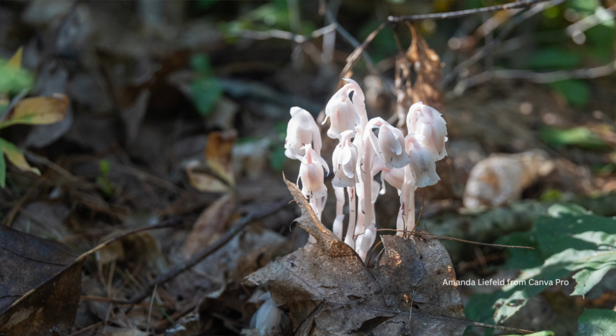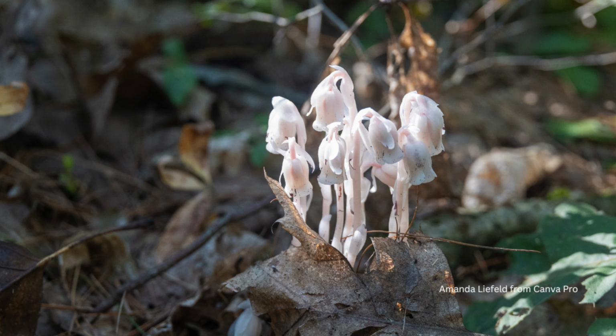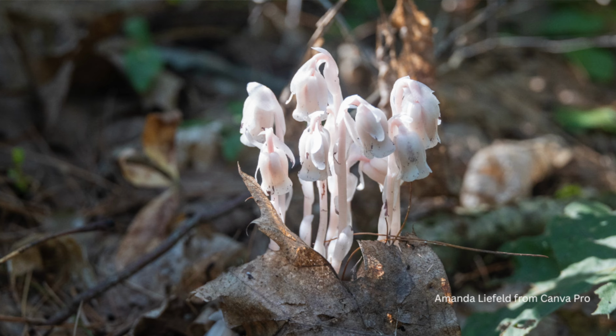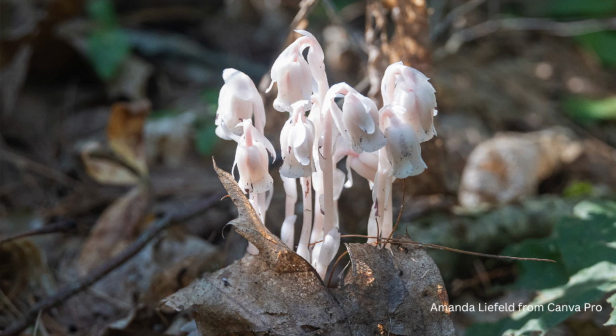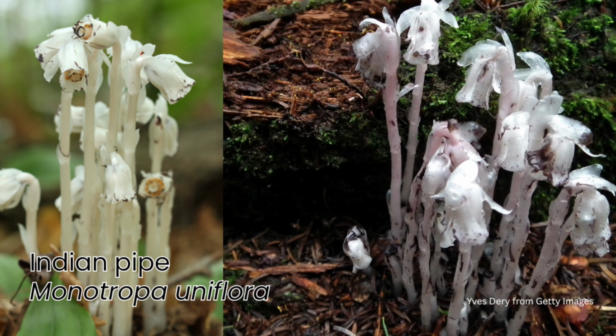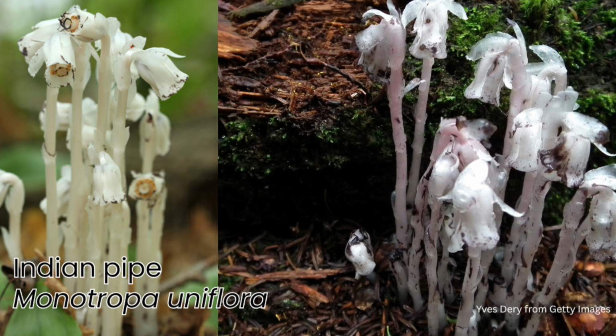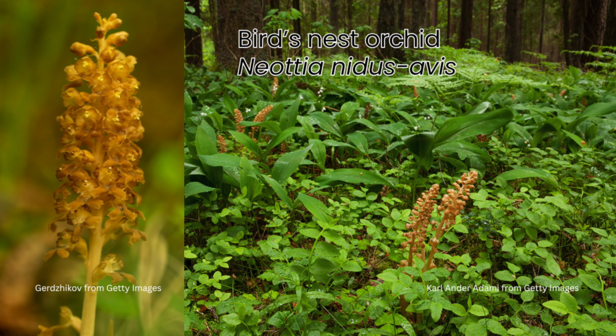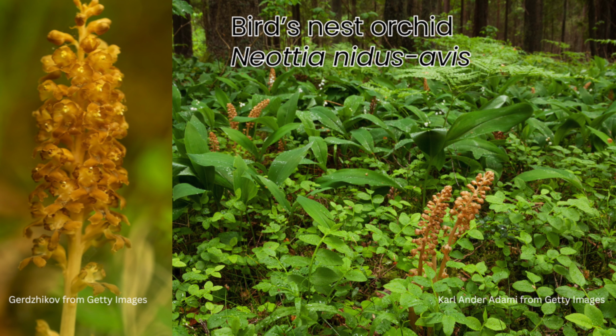These plants often live in dark forest understories where photosynthesis is difficult. Many are ghostly white or pale because they lack chlorophyll. Examples include the Indian pipe, Monotropa uniflora, a hauntingly white plant found in North America, and several orchid species, like bird's nest orchid, Neottia nidus-avis.